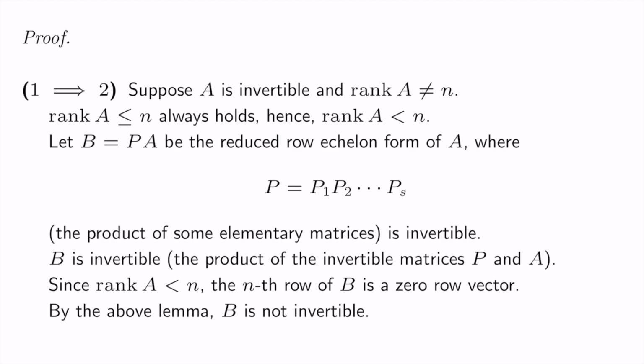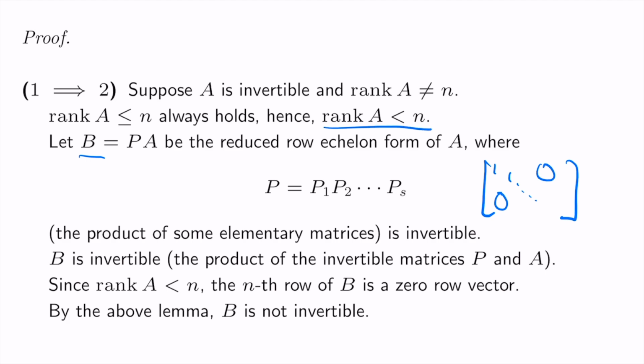So this B is the reduced echelon form, and each of these elementary matrices is invertible, as we have proved. And the product of invertible matrices is also invertible. Therefore, this P is invertible. And we are assuming A is invertible. The matrix B is also invertible. But since B is the reduced echelon form, then it has this form. 1, 1, and so on, and 0, 0.